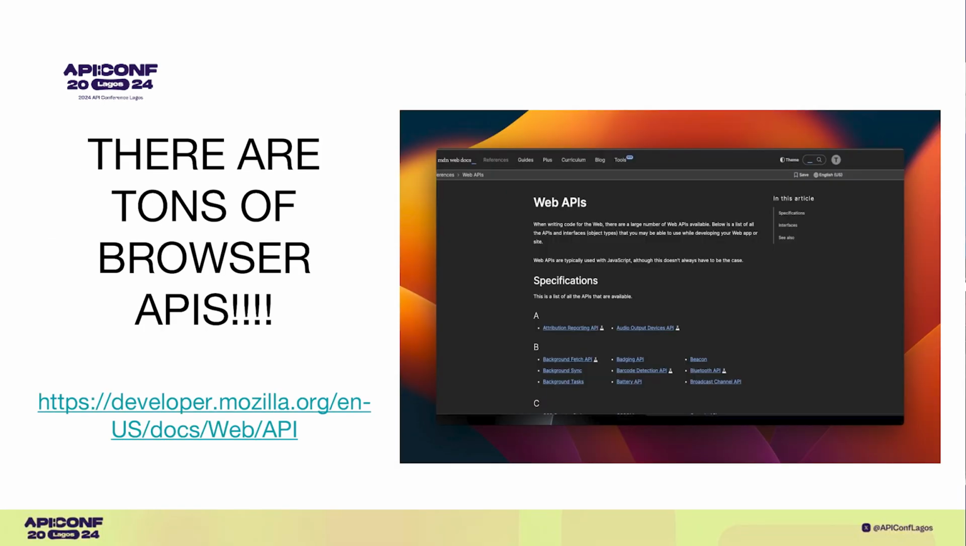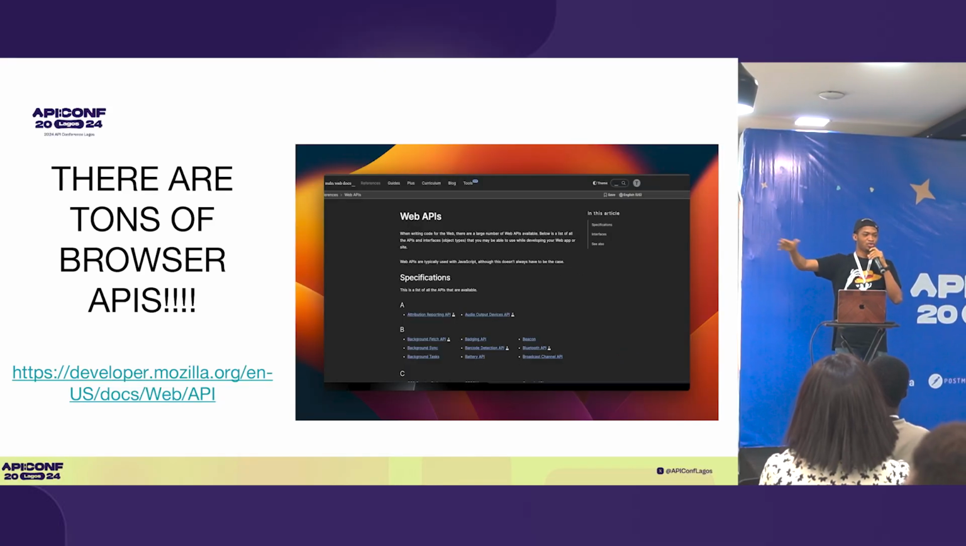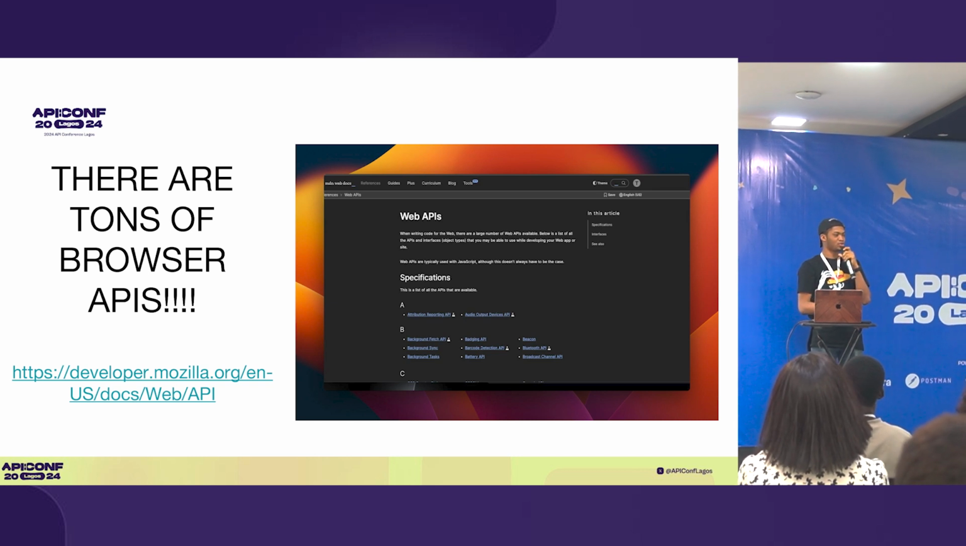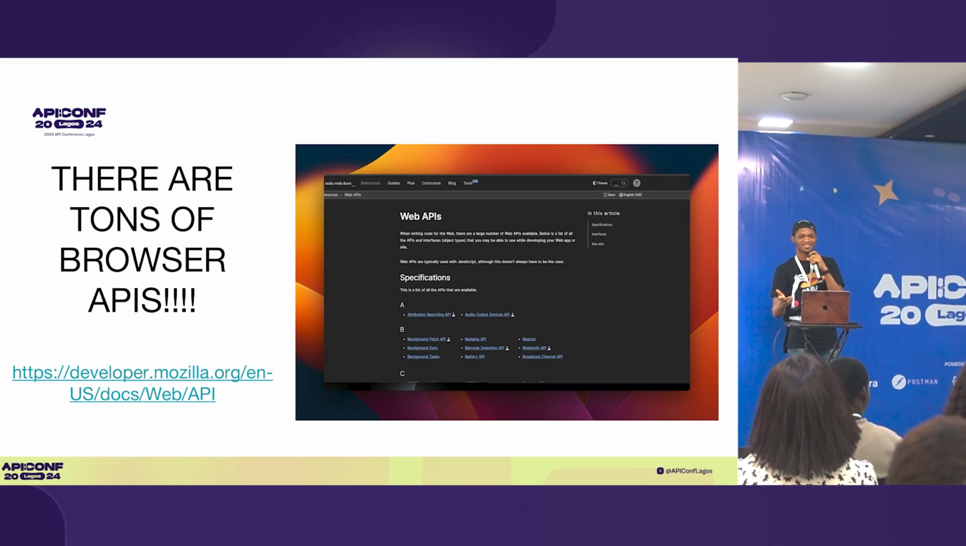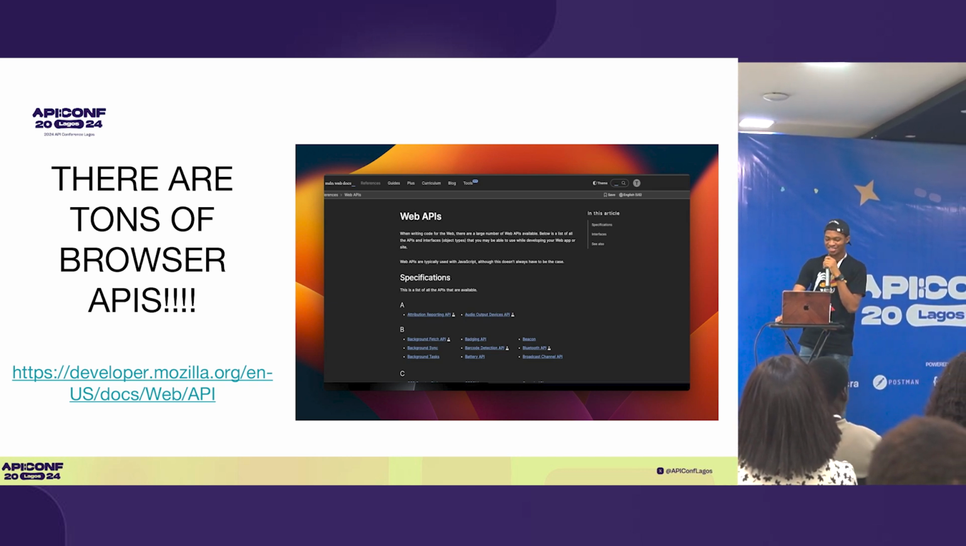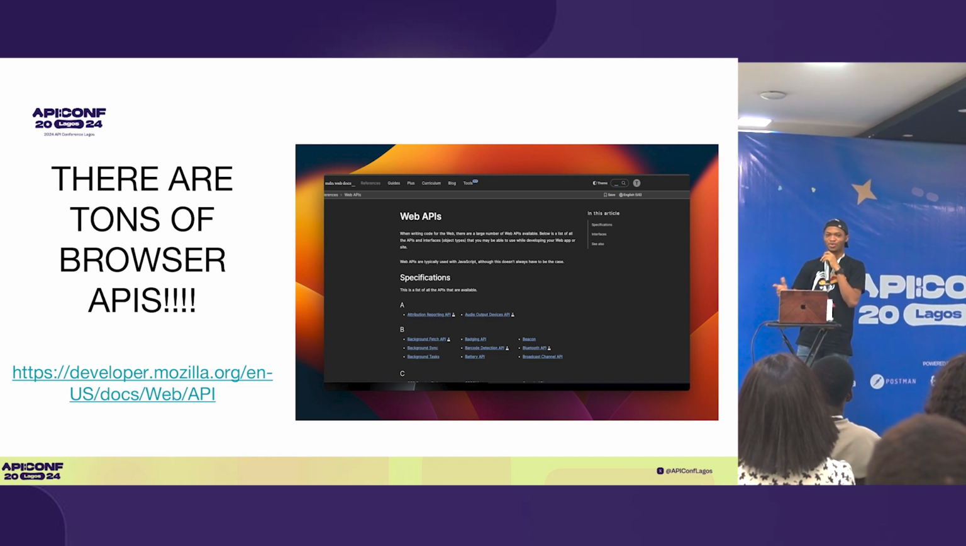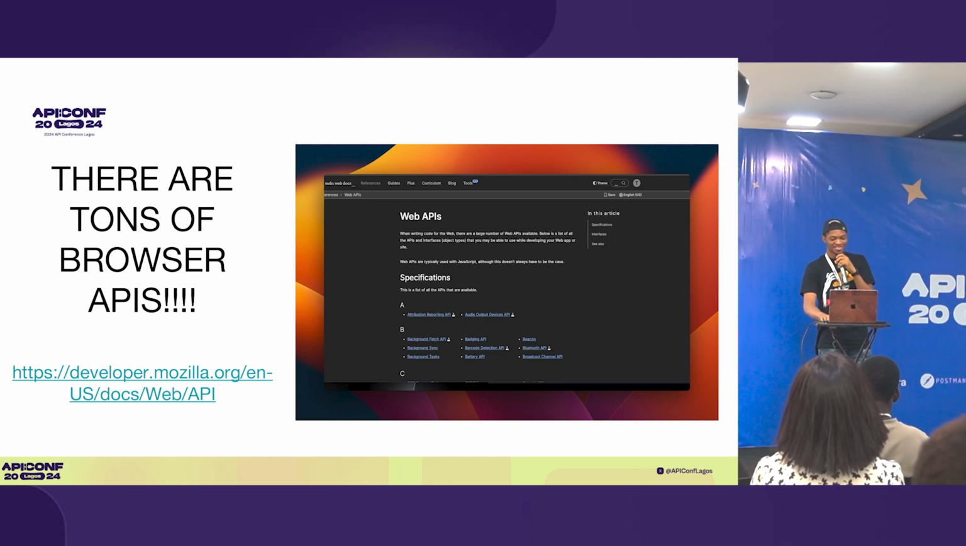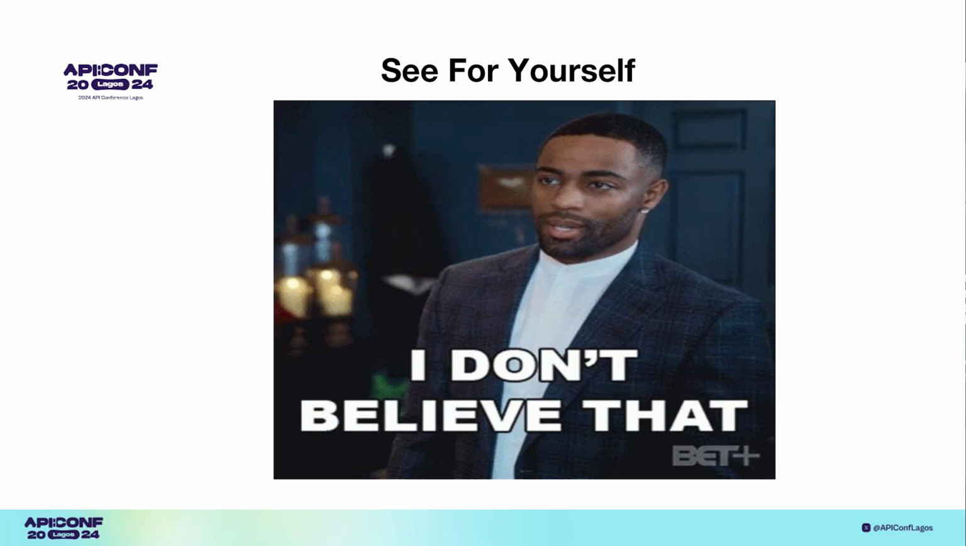So there are tons of browser APIs, and you can go to the MDN docs. If you are a developer here, I think you should know MDN, right? Everybody here knows MDN, right? Yeah, alright. MDN is like the OG of these things. So moving on.